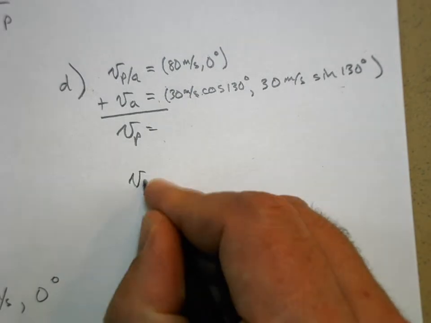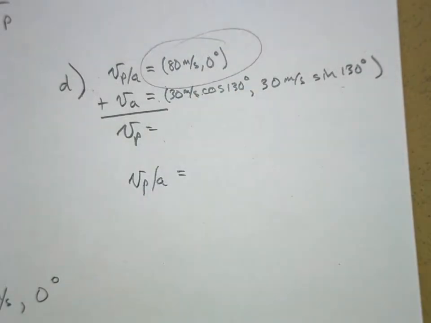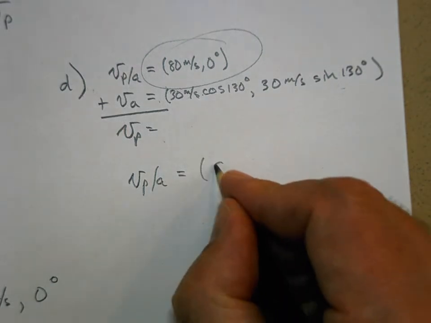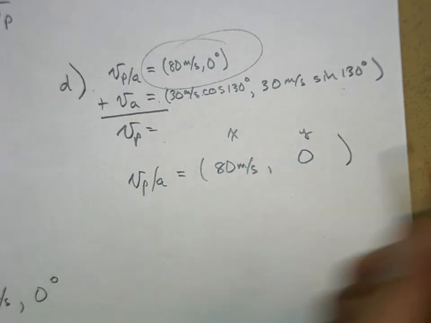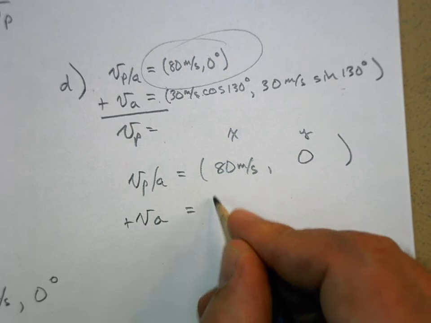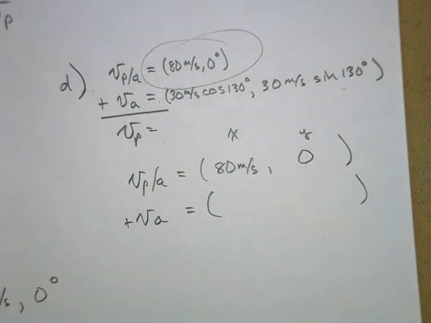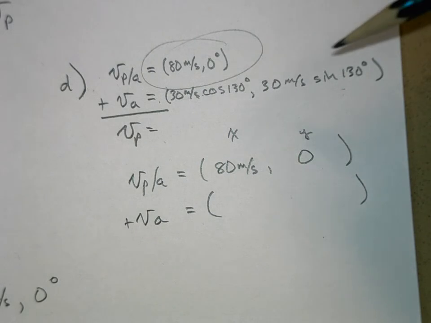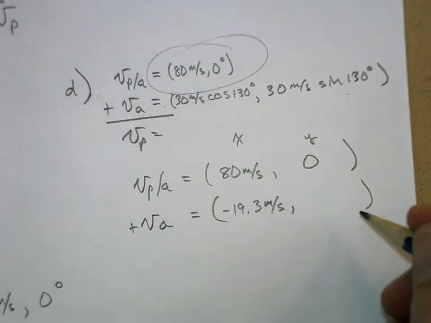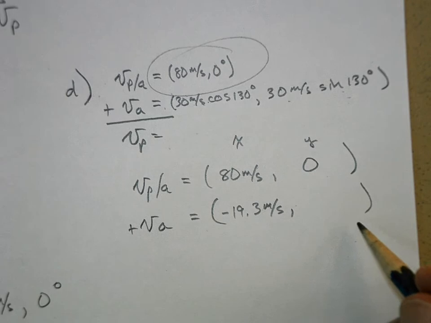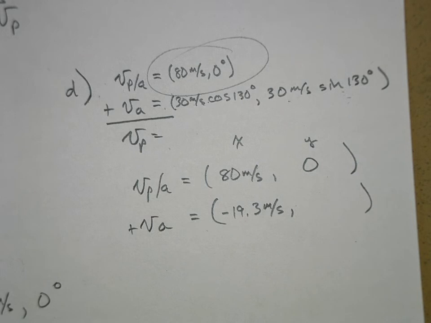So the velocity of the plane compared to the air equals, now let's get this in rectangular coordinates, just 80 meters per second in the x, 0 in the y, plus the velocity of the air. Well, how fast is the air going in the x direction? Negative 19.3 meters per second. And what about in the y direction? 30 times the sine of 130. It'll be positive. 22.98. Do you agree with that?